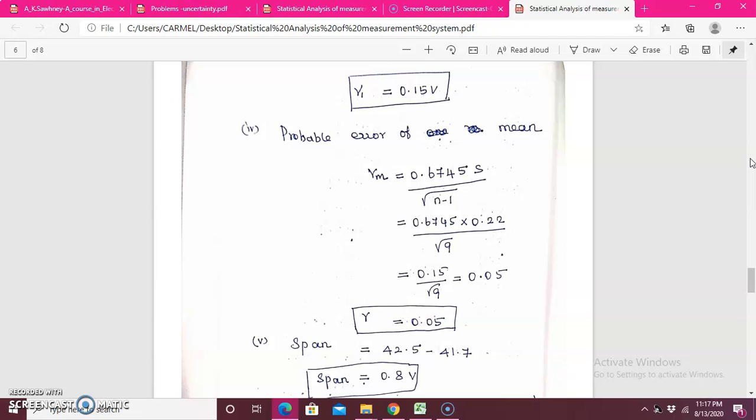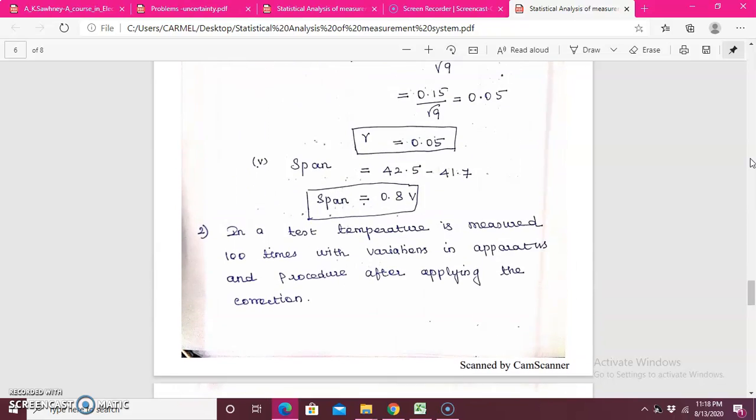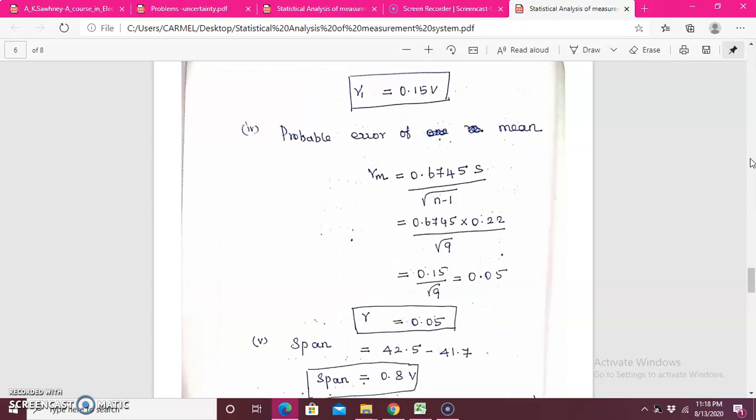The next one is span. What is span? Out of the readings, your highest value is 42.5 and the lowest one is 41.7. So while you are subtracting those two values, you can get the span. So span is equal to 42.5 minus 41.7, and you can calculate the value of the span. Your span value you got is 0.8 volt.